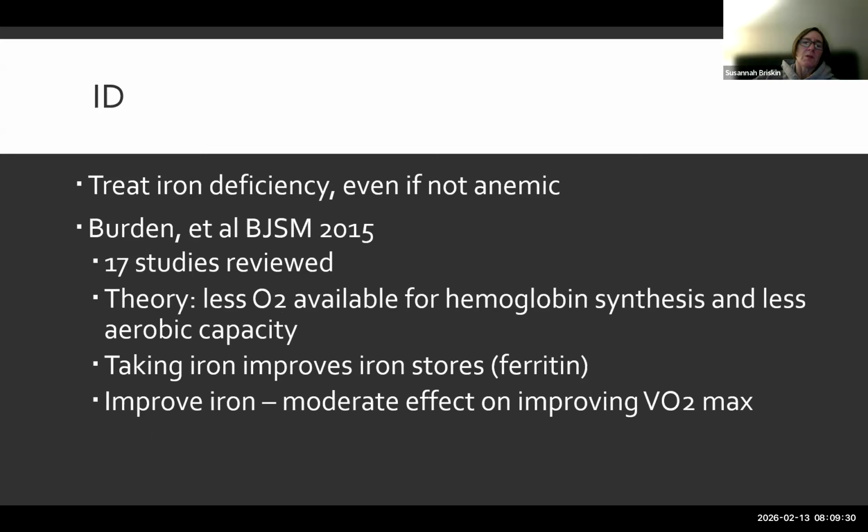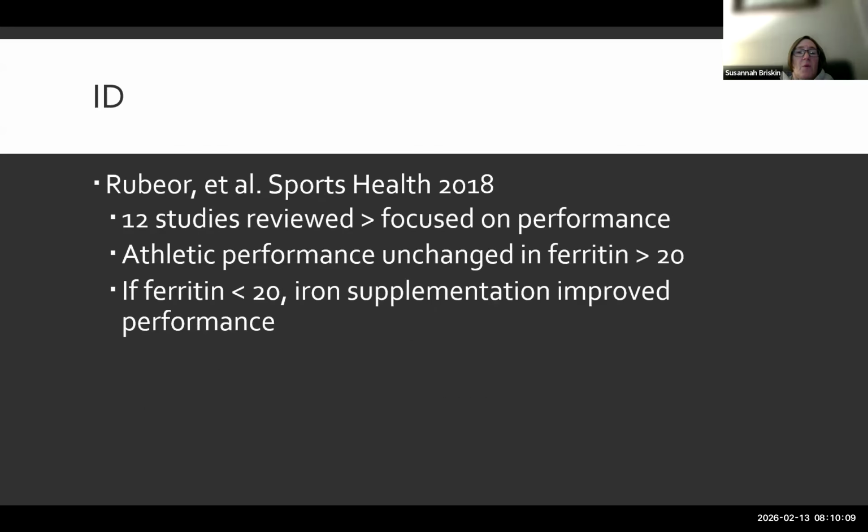So why are we treating anybody with a low ferritin, but not low iron? Well, because we found these people can absolutely be symptomatic. And the theory is that if you have less oxygen available for hemoglobin synthesis, you're going to have less aerobic capacity. You can improve your iron stores, which is going to help you transport that oxygen. And then overall, you should have a better chance of improving your VO2 max. So we've really thought about this as helping people potentially with their performance.